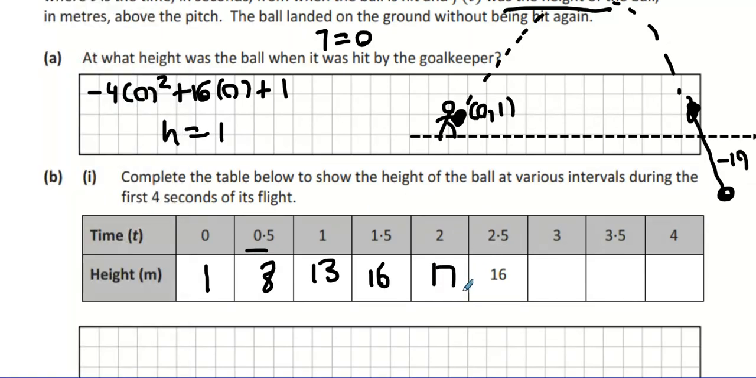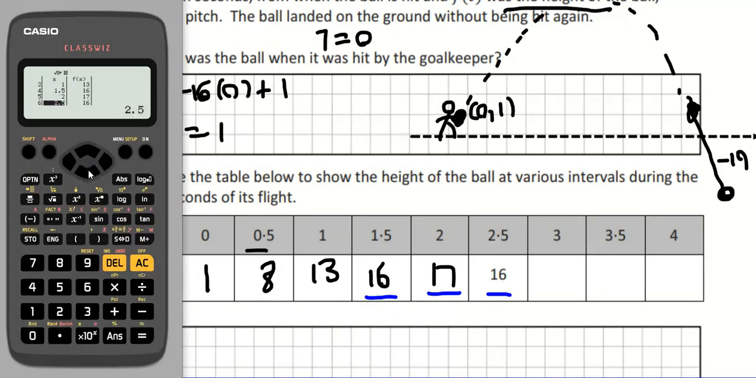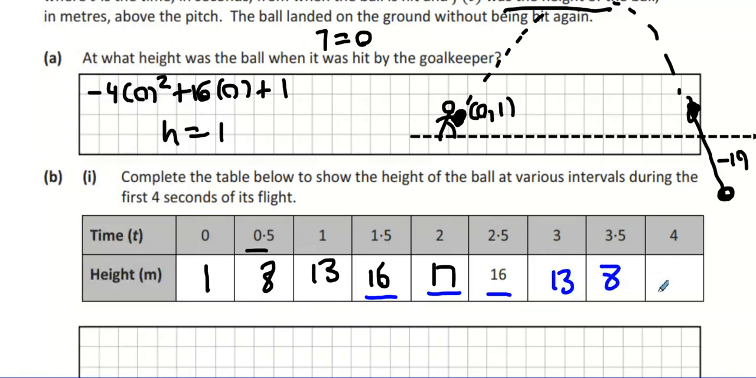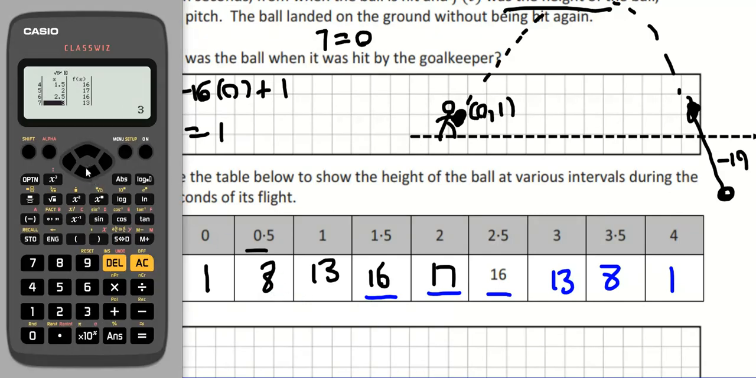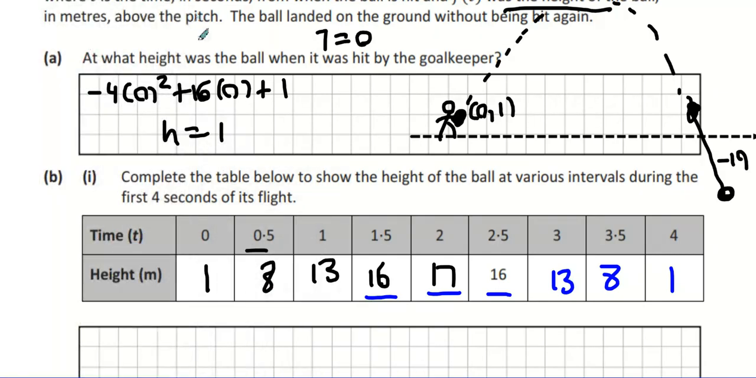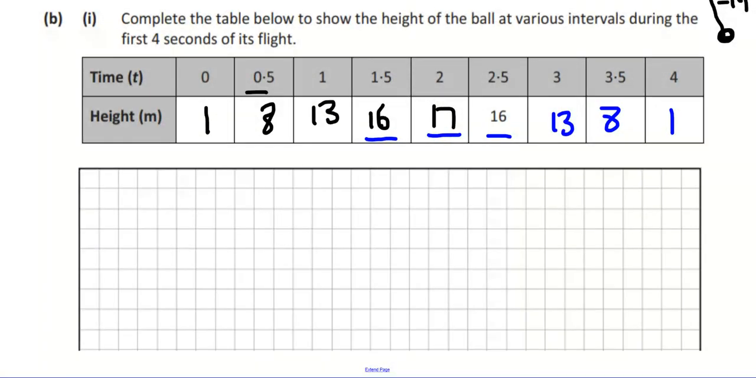17 is definitely the highest point because it's symmetrical either side. See the way they're both 16s on either side? That means 17 is definitely the maximum on that one. And then we have 3 is 13. That's going to be 8, and that's going to be 1, because I know it's going to be symmetrical on both sides. Happy days. All right, let's move on.